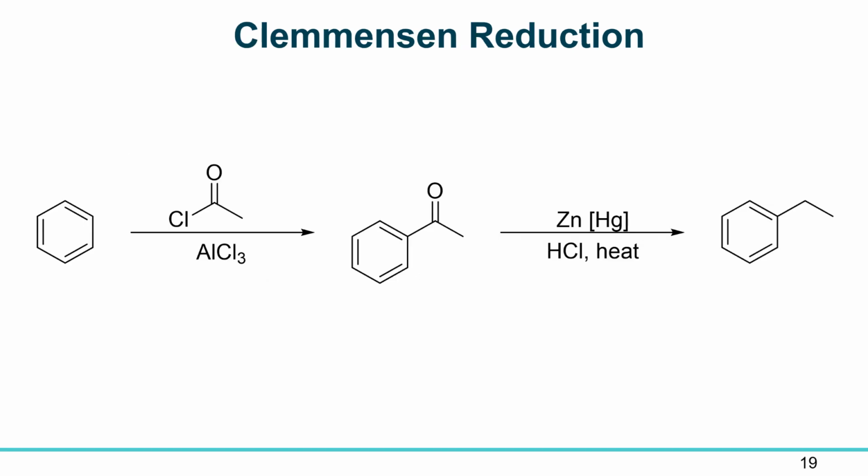The aryl ketone products obtained from Friedel-Crafts acylation can be utilized to generate rearrangement-free alkylation by subsequent reduction to an alkane. The Clemmensen reduction, named after Danish-American chemist Erik Christian Clemmensen, is commonly used to accomplish this reduction. It uses a zinc-mercury amalgam with hydrochloric acid and heat to reduce the aryl ketone to an alkyl chain.